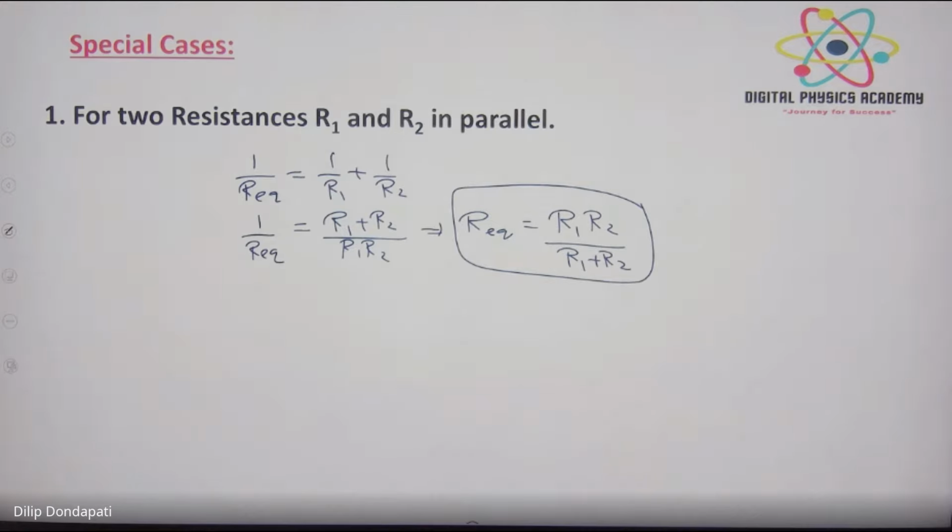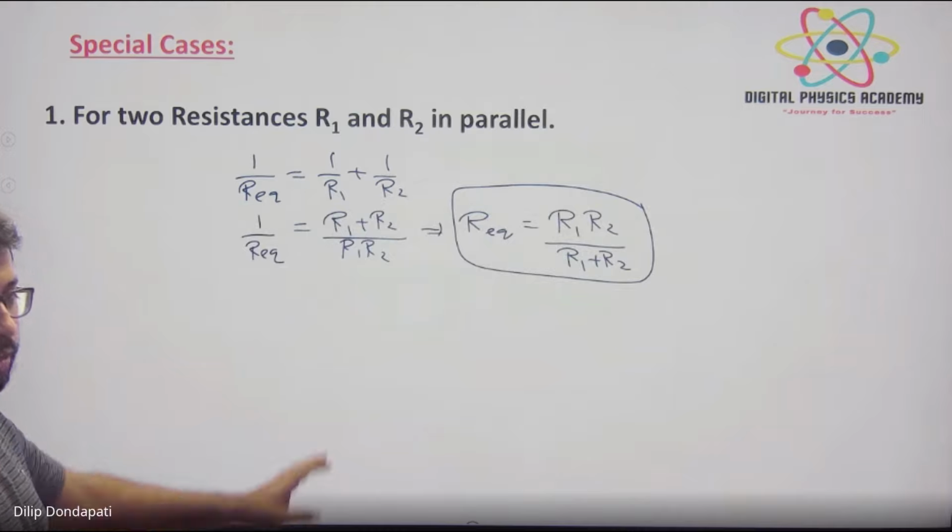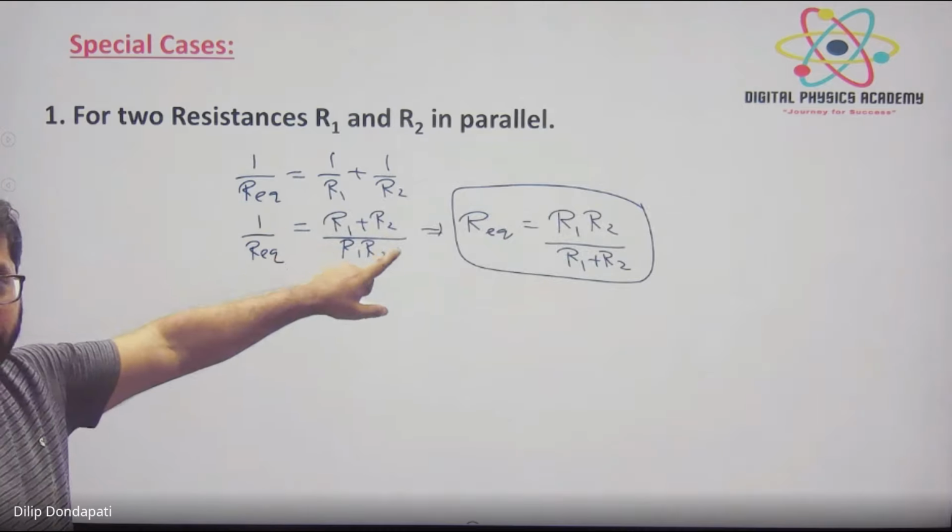Again, don't use 1 by R equivalent is equal to 1 by R1 plus 1 by R2. Okay, because आपको फिर से reciprocal करना पड़ेगा. इधर तो reciprocal करने की जरूरत नहीं है. Capacitor में भी scam किया ना ऐसे ही.